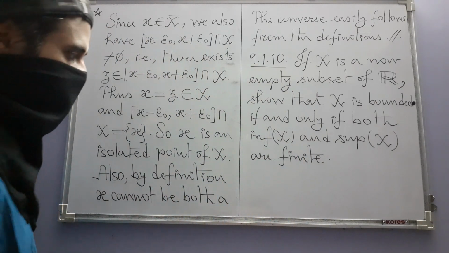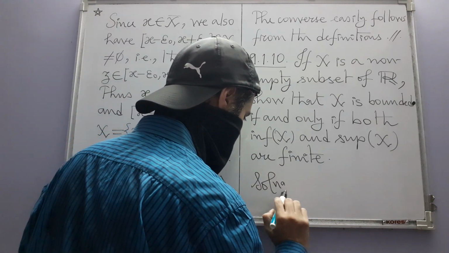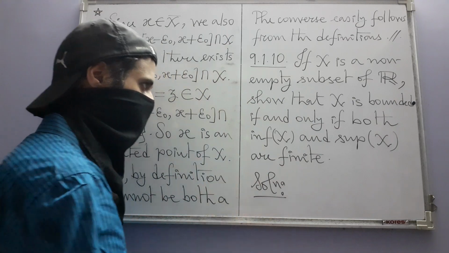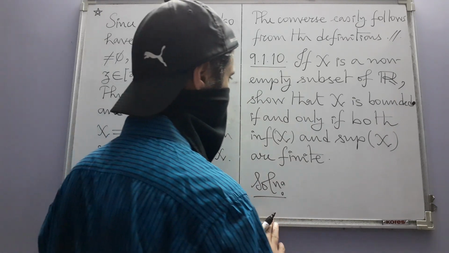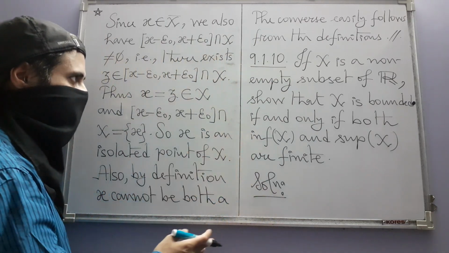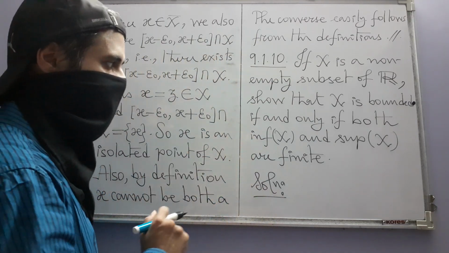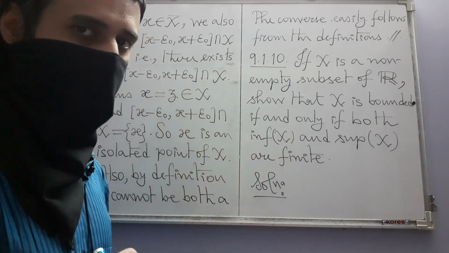Okay, so let's see the solution. So here also we have to show two things, I mean both sides of a double implication. So let us first start by assuming that X is bounded, show that these two quantities are finite, and then we will go to the converse.